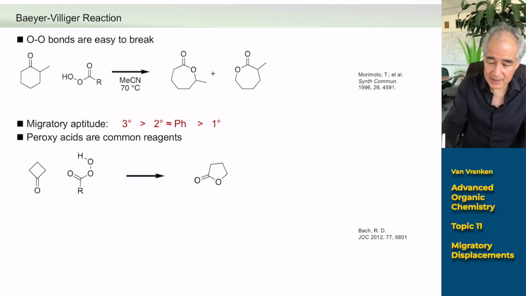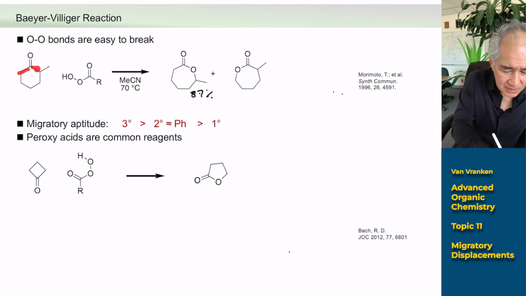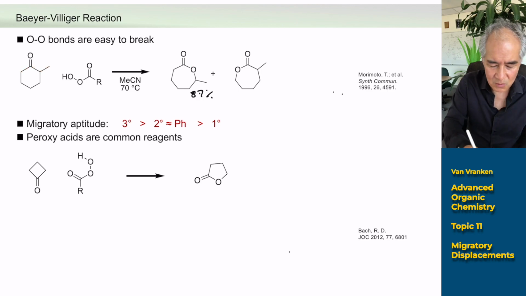And the major product in this reaction is the one where you put the oxygen in between the more substituted carbons. So if I look at these two bonds here, here's a bond and here's a bond. The one that has more alkyl groups is the one that's favored in terms of substitution.